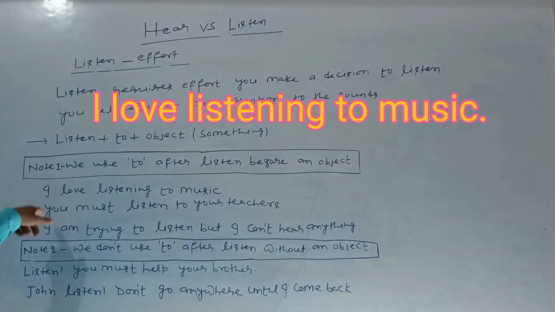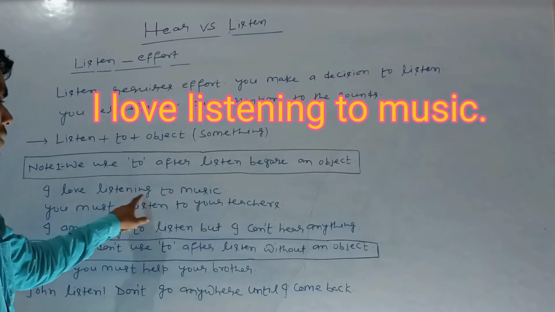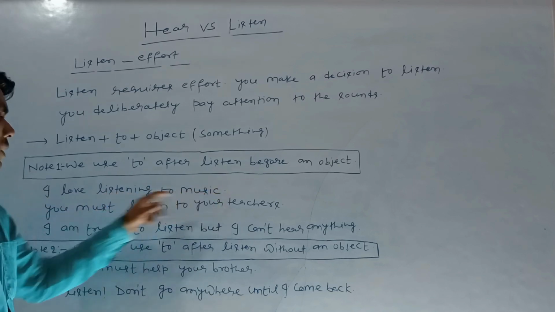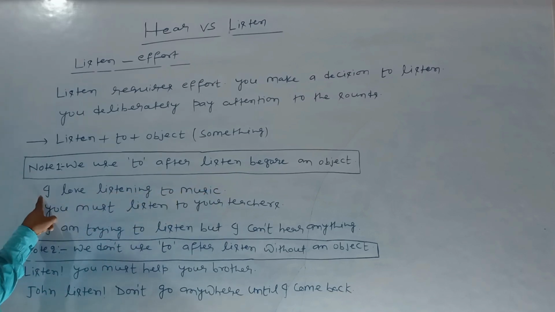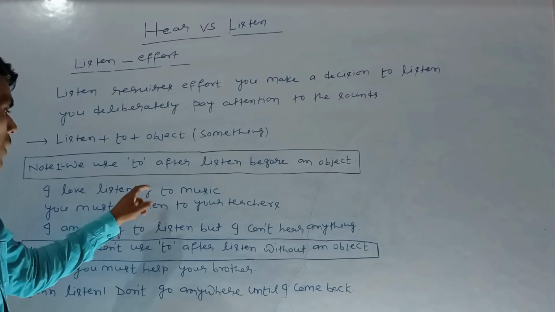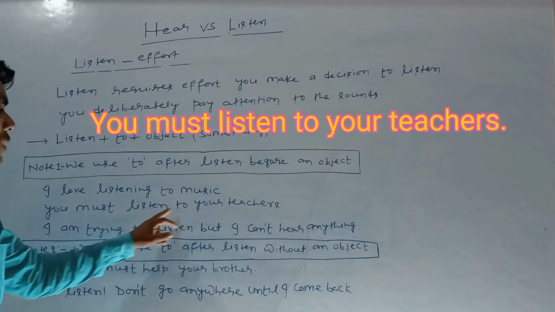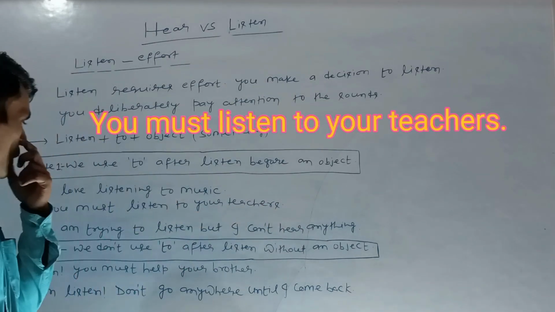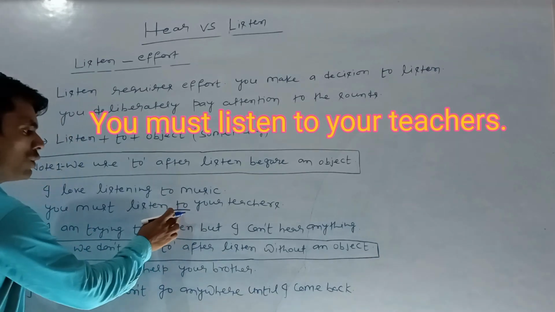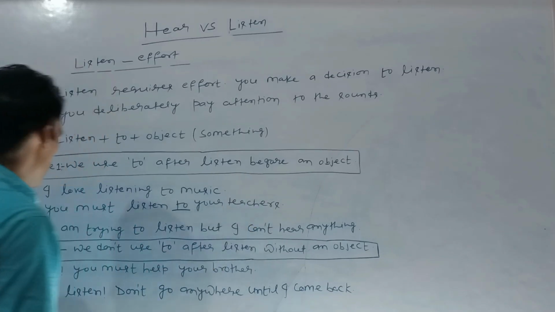You can see some examples. First example is I love listening to music. I love listening to music. I think this sentence, friends, is in present indefinite, in simple present. A second example is you must listen to your teachers. And friends, you can see to after listen. Why have I used to? Because we have an object, teachers.